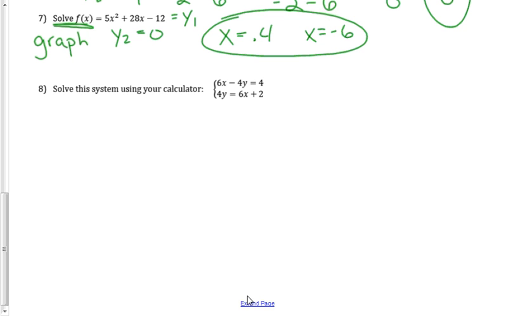The easiest method here is going to be to use elimination. And we're going to do that by taking the second equation, and we need to move the x back over to the left. So that would give us negative 6x plus 4y equals positive 2. Okay, so I'm going to get rid of that equation because I just took that equation and put it into standard form. First equation is already in standard form.